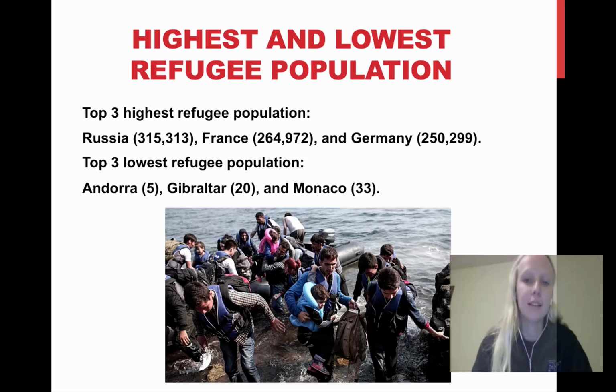The previous slide also indicated the highest and lowest for under 15, and the new slide indicates the highest and lowest refugee population for the refugee population in Europe.